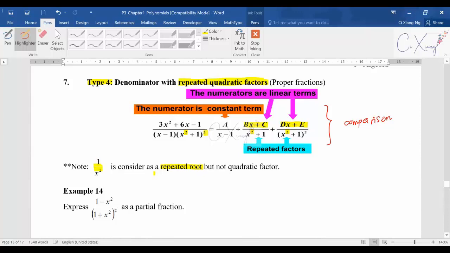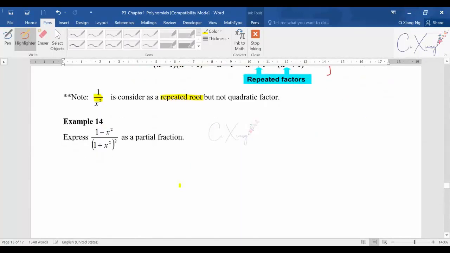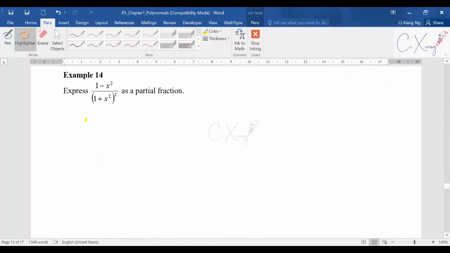Right, so I will show you the example here, example 14. We have only one example. This is the repeated quadratic factor because you see there's a square below the x and also a square outside the whole bracket. The first thing is, again, you need to write out the correct pattern when you want to split it into partial fractions.